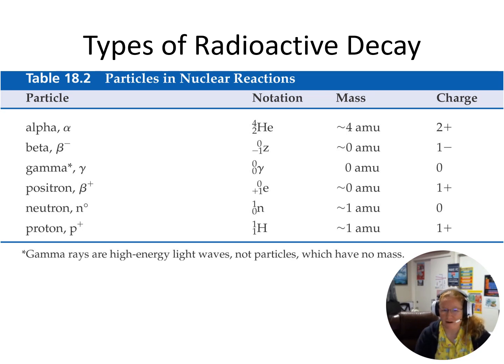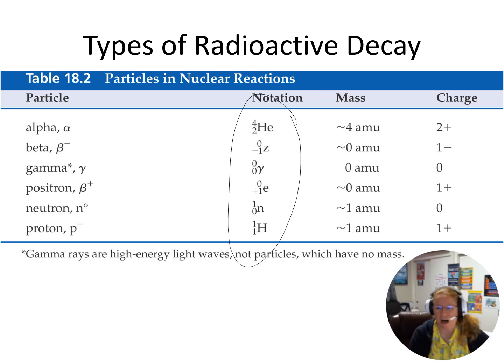We've got alpha particles, beta particles, gamma rays, positrons, neutrons, and protons. And so we get some changes based on those, and we get these notations here in the center. If you look at alpha, that's the emission of a helium nucleus.